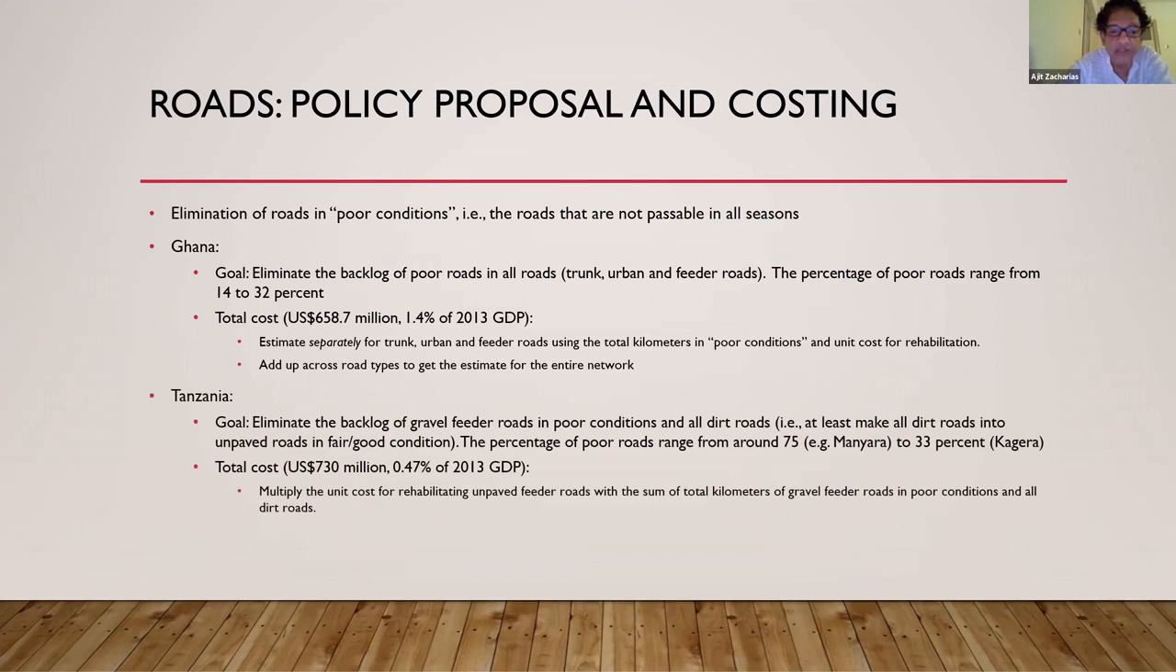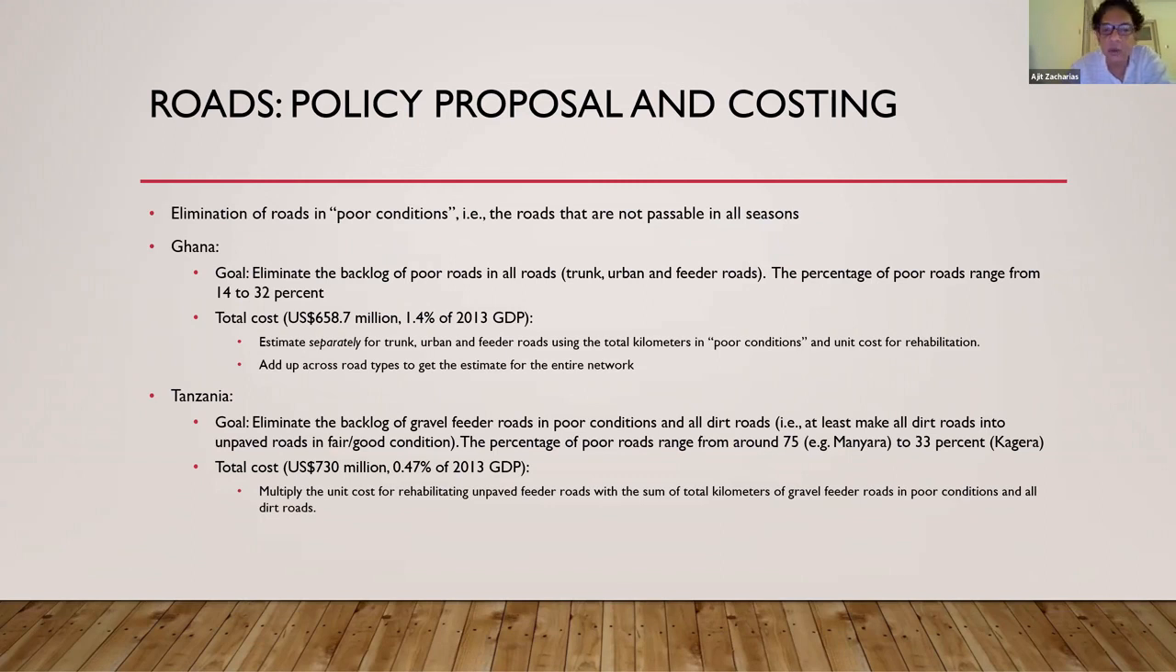How do we come up with that estimate? Well, to arrive at the total cost, you need a unit cost and you need the total volume, or the total quantity of work to be done. So what we do is use the unit cost for rehabilitation for each type of road, that is trunk, urban, and feeder. And we have an estimate of the total kilometers that have to be improved in these different types of roads. That gives us an estimate of how much is required to improve one kind of road. Then we add up across types of roads to come up with the total estimate.